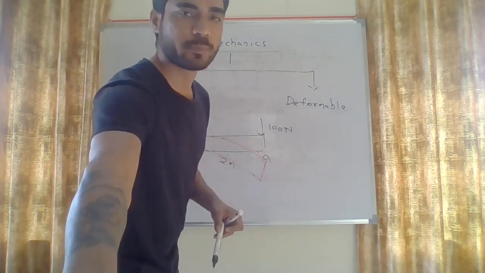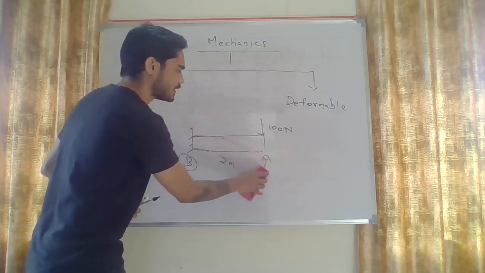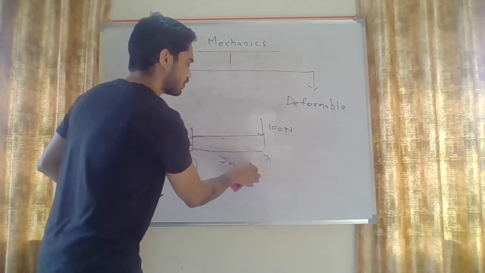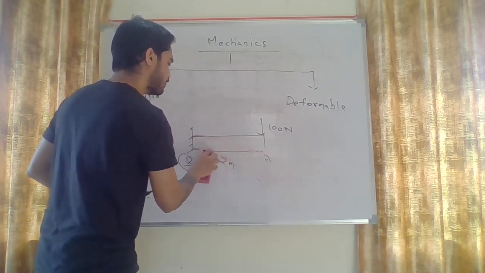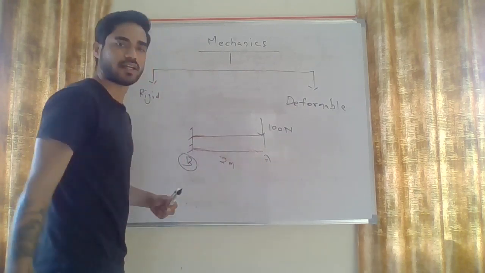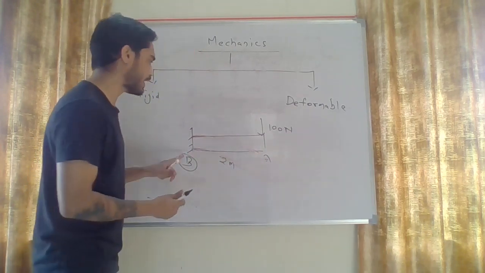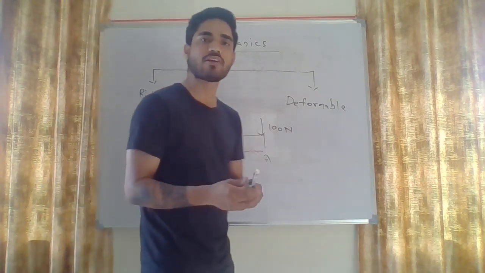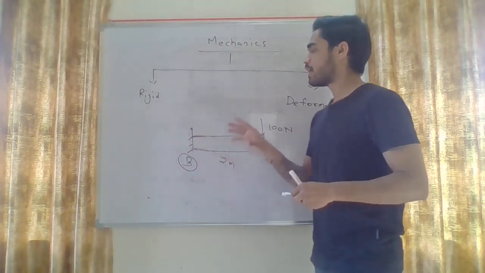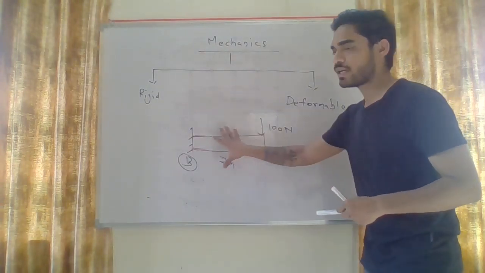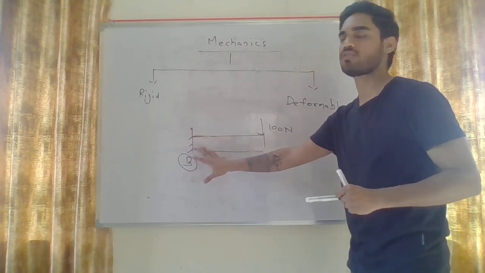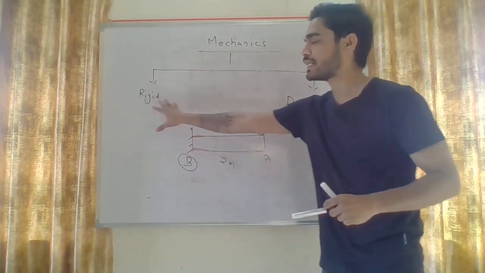So what we do, if this deformation is negligible, then we will neglect it. So now it is very easy to calculate the moment at point B: 100 into 2, 200 Newton meter. So what I have done, we are neglecting the deformation of the material to calculate the moment at point B, meaning we are assuming that this beam is rigid.